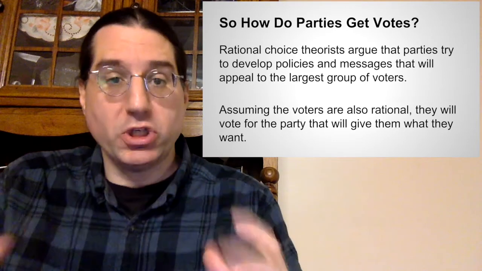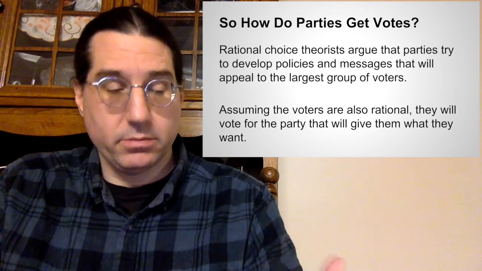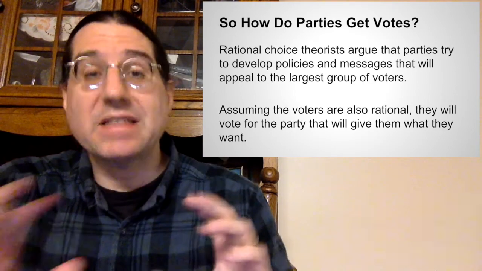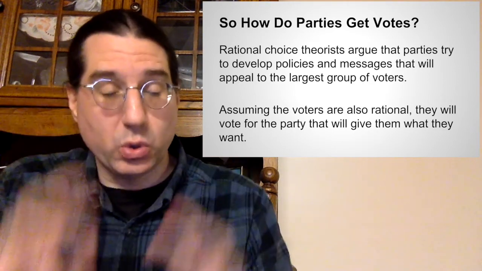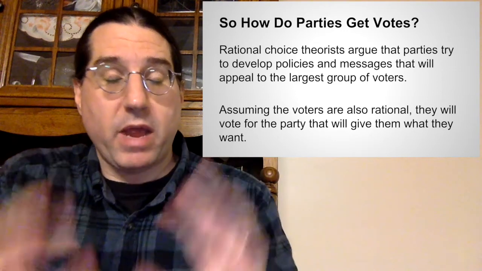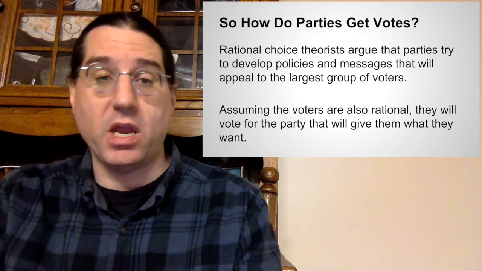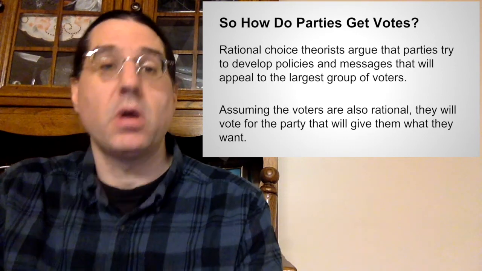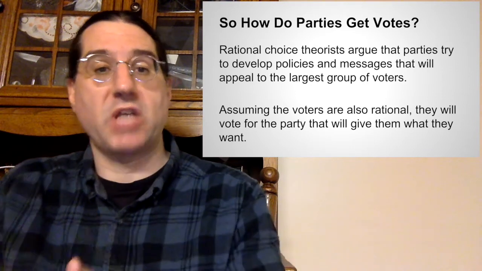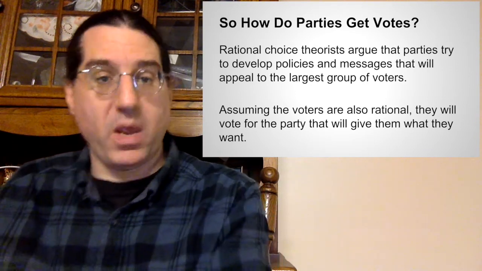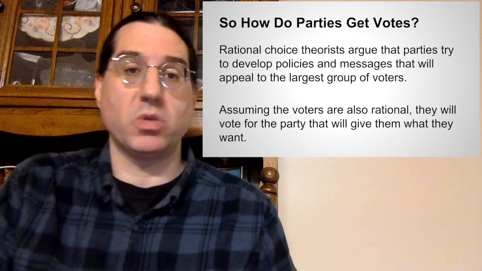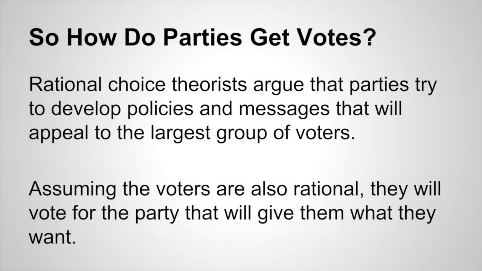Figure out what the largest group wants and make that part of their campaign. So that's how the political scientists who apply rational choice theory to politics figure that this works. Voters will logically decide which party will give them what they want and vote for that party, and so therefore parties will logically try and find a way to give the voters what they want.